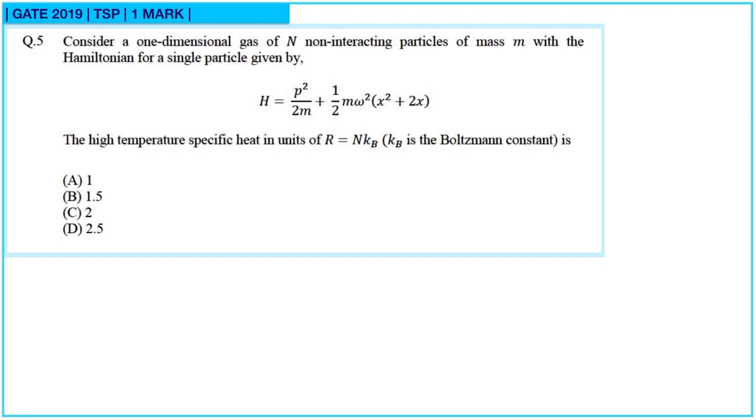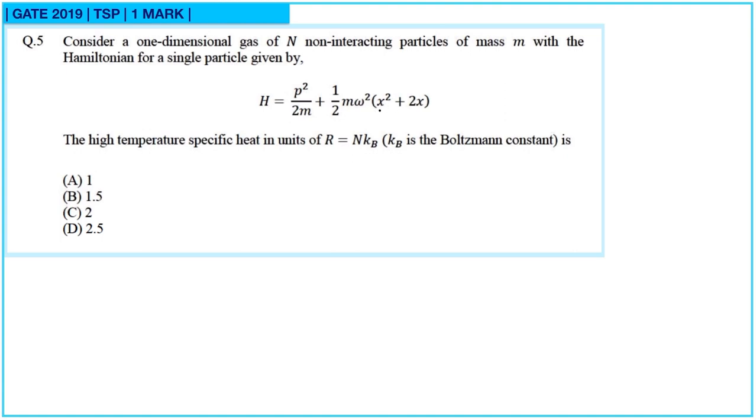Question number 5. Consider a one-dimensional gas of n non-interacting particles of mass m with the Hamiltonian for a single particle given by H = p²/2m + ½mω²x² + 2x. The high temperature specific heat in units of R is.